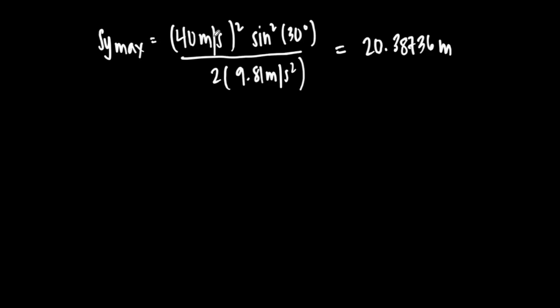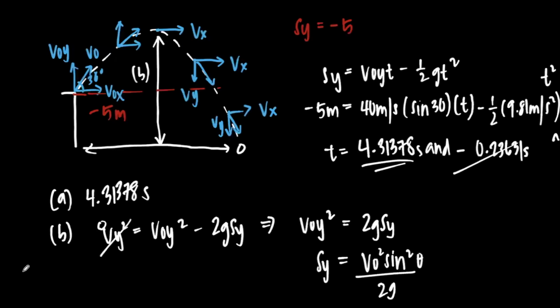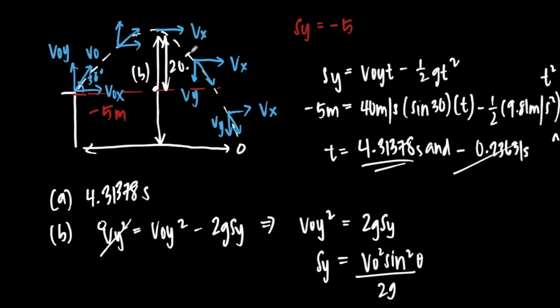because we know that the meter squared per second squared will get canceled off, and then meter squared divided by just 1 meter, one of the meters will remain. So that is our unit here. But this is the height from this point. So this one is 20.39 meters.